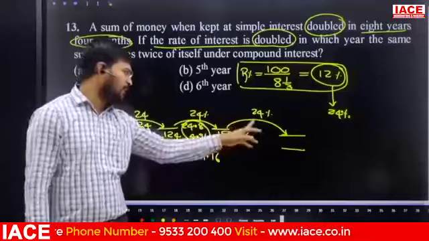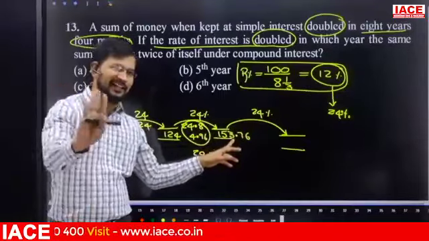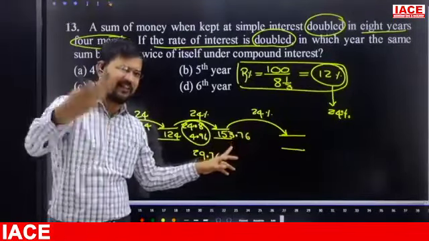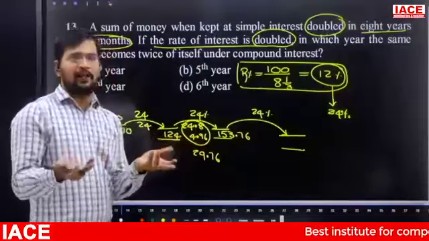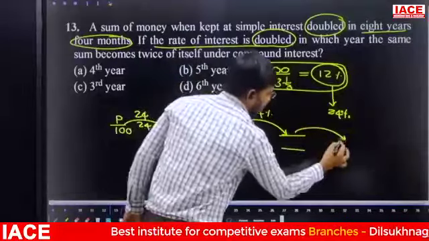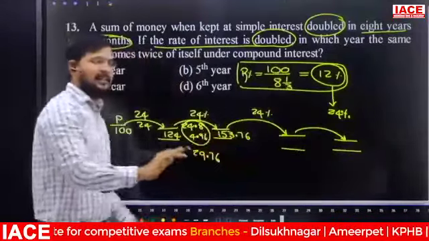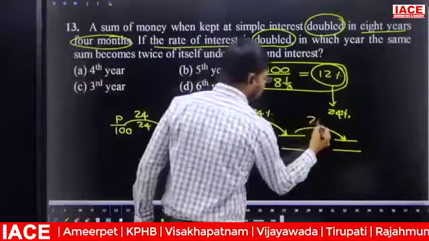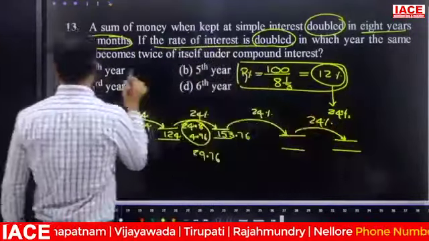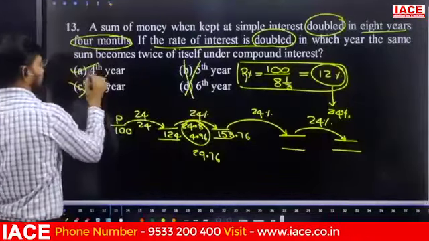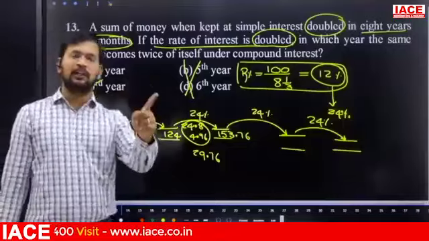38. If I add 38 to 153, definitely it will not cross 200. Maybe 190 or 188 point something like that. So definitely I need to go for one more cycle. In 3 years it's not possible, so the third year is not possible. These two options are not possible. Your answer is the fourth year. In the fourth year definitely it will cross 200.